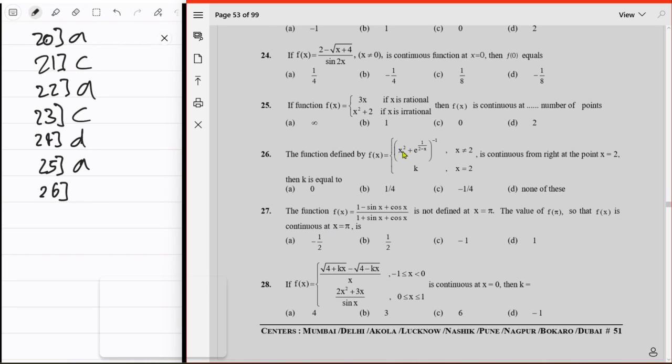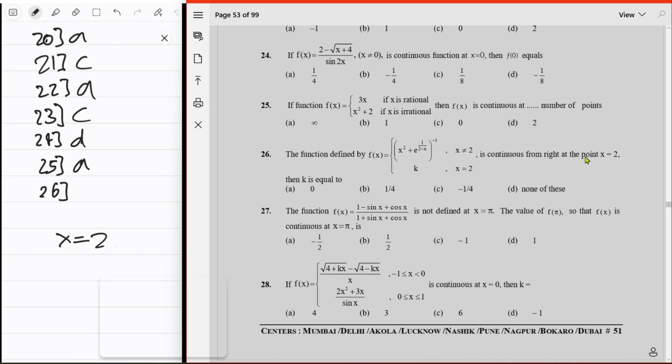This function will be defined by x squared plus e power, what is this thing, 1 upon 2 minus x, power of negative 1. Okay, continuous from right at point x equal to 2. Huh? What? It doesn't matter. I mean, you can also define it to the left in a similar fashion, right? So it doesn't really matter. Oh no, it does. Okay, so when it says it's continuous from right at the point x is equal to 2, it actually does matter.